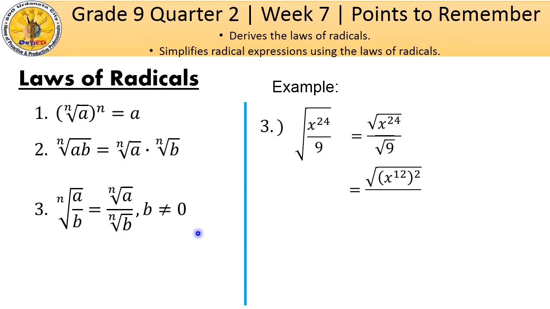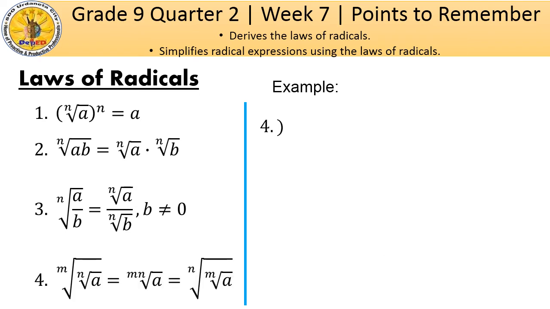So, the numerator becomes the square root of the quantity x raised to 12 squared, because exponent 24 divided by index 2 is equal to 12. Then, 12 times 2 gives us the original exponent, 24. Then, the denominator, the square root of 9, becomes the square root of 3 squared. Then, cancel the square roots and exponents too. Therefore, the answer is x raised to 12 over 3. Fourth law of laws of radicals.